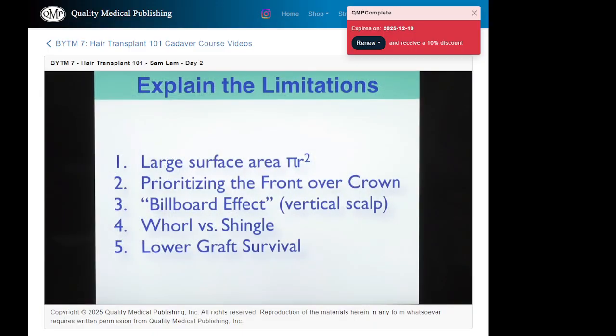And in these crowns, hairs don't shingle. They whirl over each other, and they're always splayed open, especially if the whirl is in the middle. And lower graft survival. Unfortunately, the crown has a little lower graft survival than the front. Okay, so these are the 5 reasons why crowns are a pain in the butt. All right, do I love crowns? Sure, but I also hate crowns, and this is the reason why.